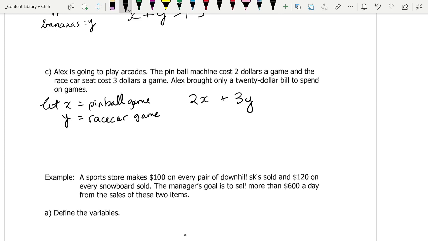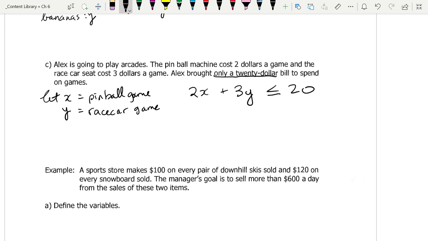Equals. Nope. No, wait. Shouldn't there be an equals, like equals to 20? Less than or equal to. He has a $20 bill. That's all he's got. Only a $20 bill to spend at the arcade. So there we go. 2x plus 3y is less than or equal to 20. That's my inequality that represents that situation.